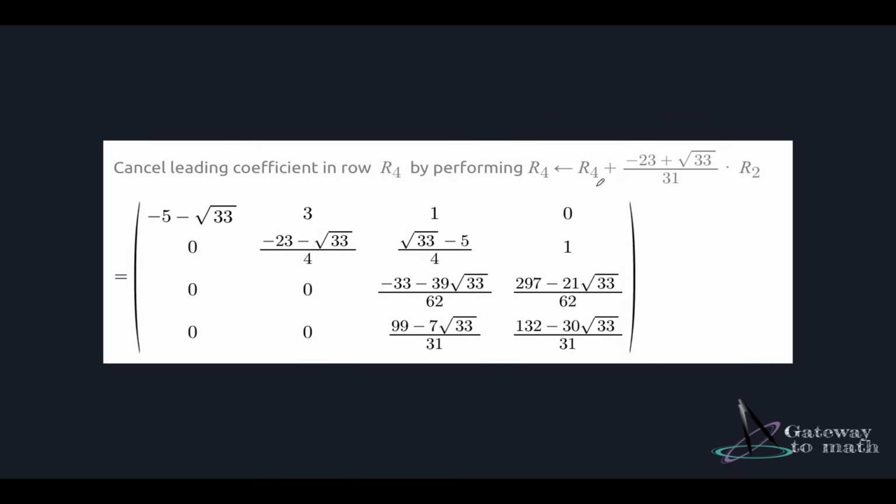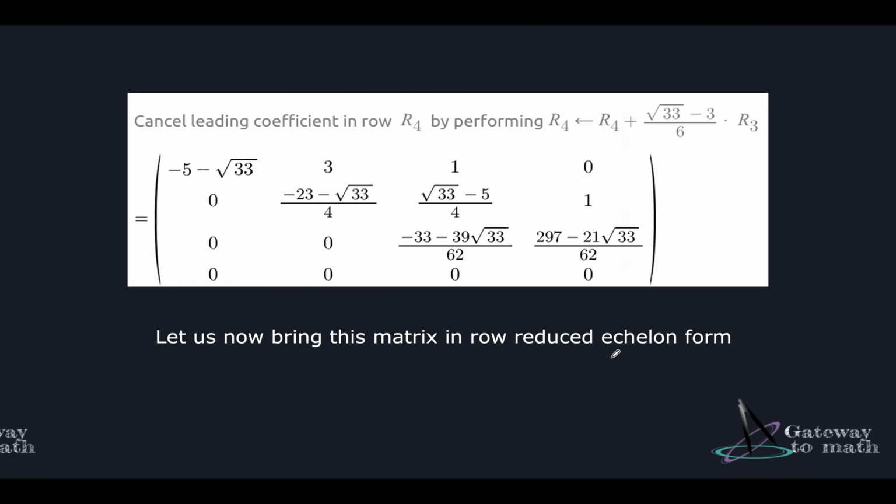Next operations on R4: R4 plus (23 plus under root of 33) upon 31 times R2. So the values in R4 equal 0, 0, 99 minus 7 under root of 33 upon 31, 132 minus 30 under root of 33 upon 31 respectively. Again, the operation on R4: R4 plus (under root of 33 minus 3) upon 6 times R3. So the value of R4 now equals 0, 0, 0 and 0 respectively.